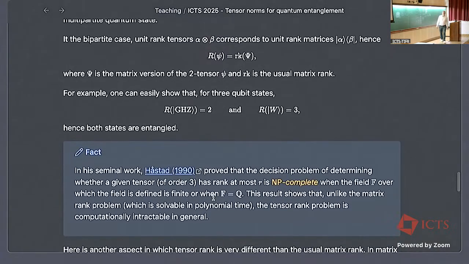So this rank, for matrices, is the usual rank. We can compute the usual rank by doing Gaussian elimination. However, for tensors, it's a hard problem. It's NP-complete to compute the tensor rank. If I give you an R and ask you to decide whether the tensor rank is R or less, this is NP-hard. So it's difficult to compute ranks for tensors of order 3 and more.